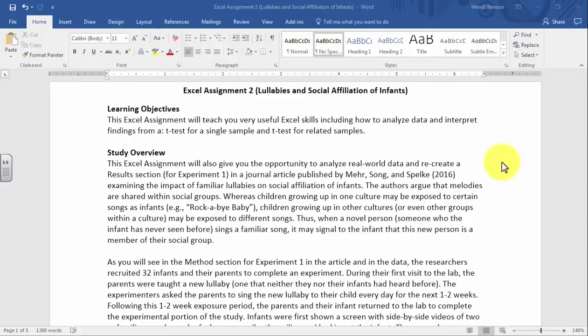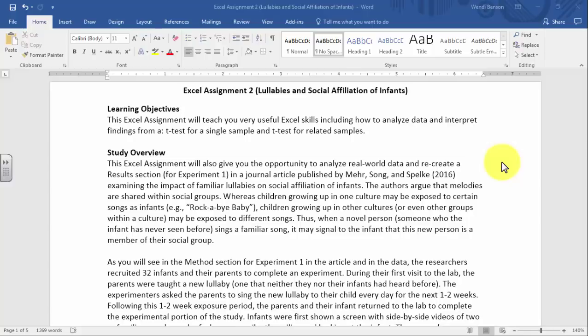So the authors of this article really suggest that melodies and lullabies are shared within social groups. So if you are an infant and you're familiar with a certain lullaby that your social group has taught you, if you meet another adult who shares that lullaby with you, you may, as an infant, feel more social connectedness to them because you may infer that that new person is a member of your social group.